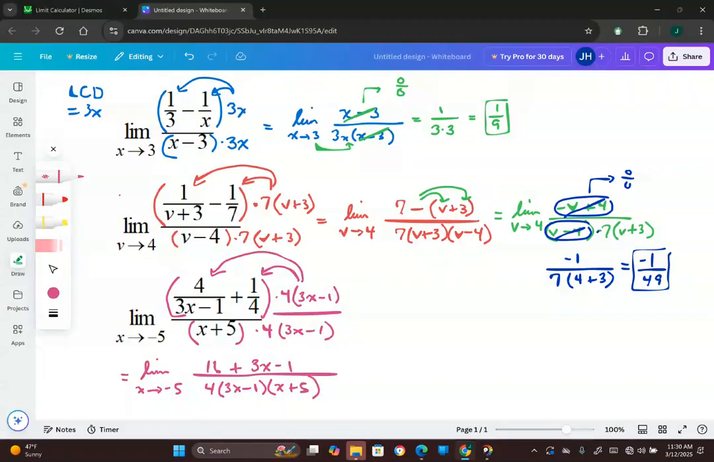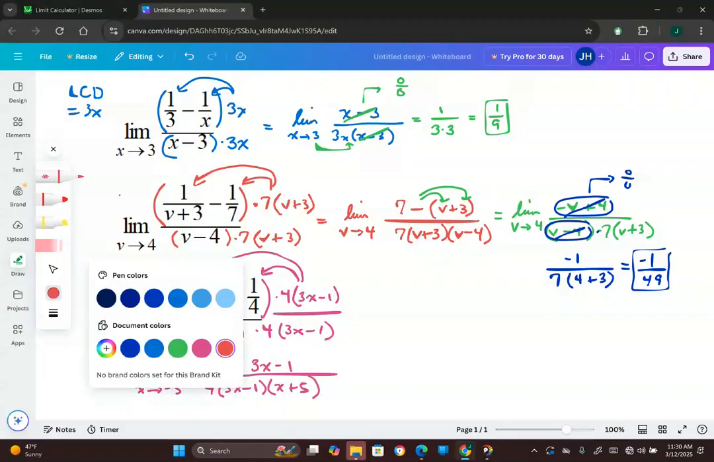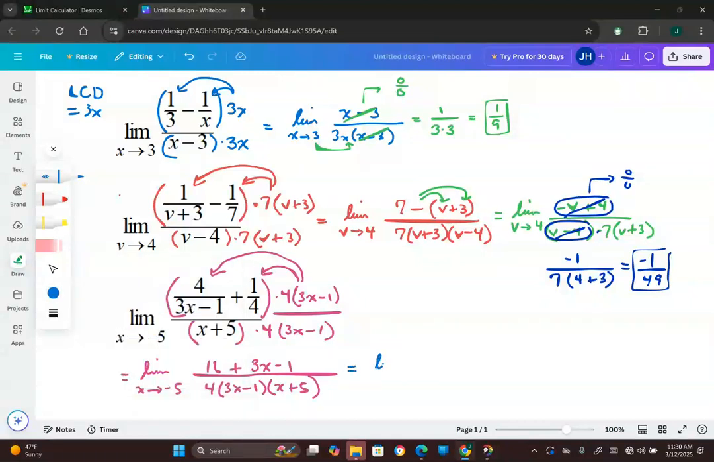Now, let's simplify the top. And again, I haven't applied the limit, so I'm still writing the limit. The top, I get 3x minus 15. And on the bottom, I've got that 4. Well, that's not going to cancel anything on the top. I've got 3x minus 1. Well, that doesn't cancel anything on the top either. And then I've got x plus 5. And sorry, that should be a plus 15 on the top. That doesn't seem to cancel anything either.